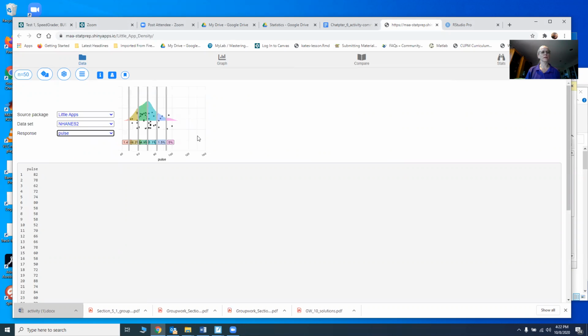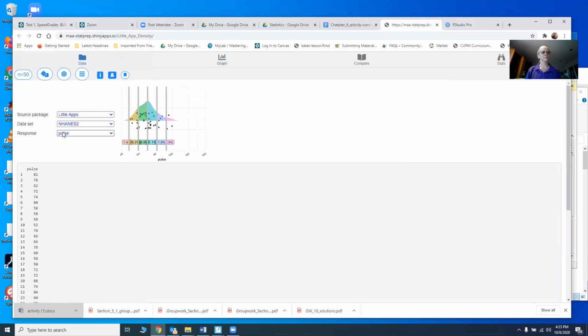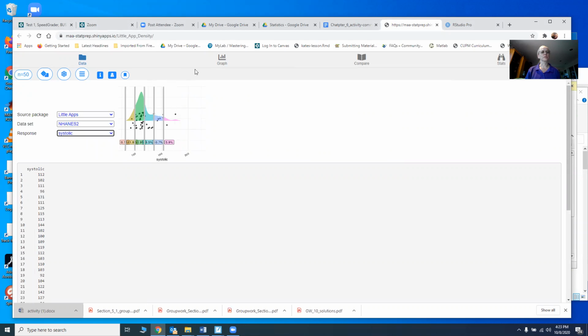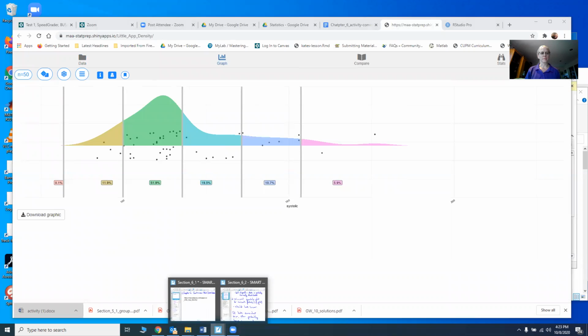We can also look at pulse rate. Pulse rate looks a little more like a normal distribution, with a little bit of skewness going on. And there are lots of other variables we could look at here. If I look at systolic blood pressure, that one has a big hump and then is skewed off to the right. So these are the different types of random variables we work with.